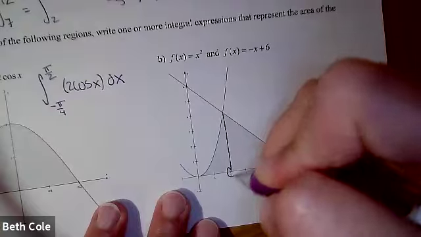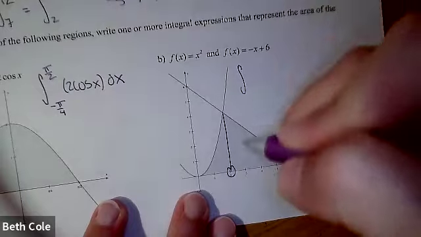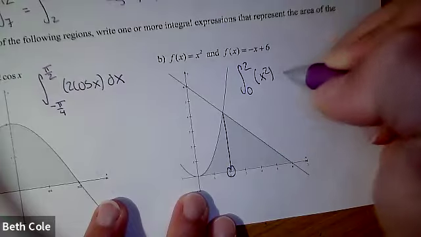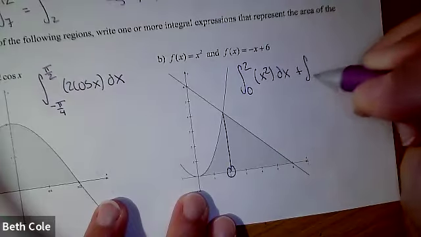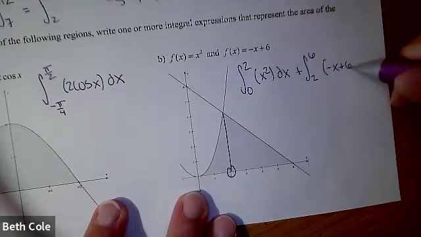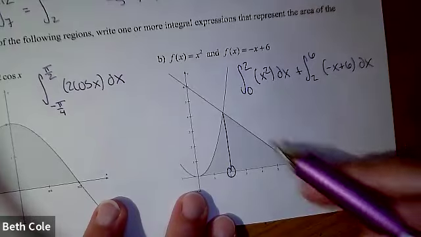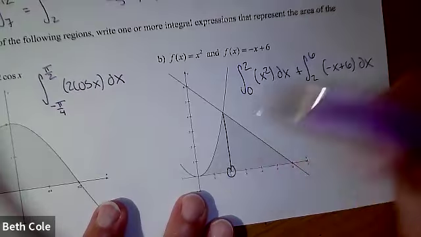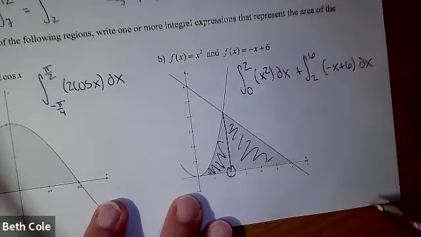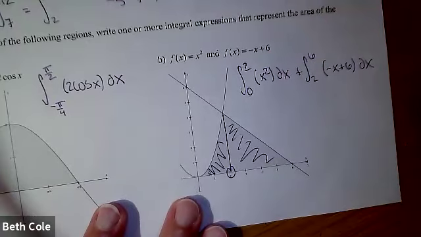Now this one's going to break at 2, so our first integral is 0 to 2, and that's the x squared dx. And then we're going to go from 2 to 6, and that's the -x plus 6, the linear one, dx. So the first one would give us this area, second one would give us this area, and we're just adding them up.